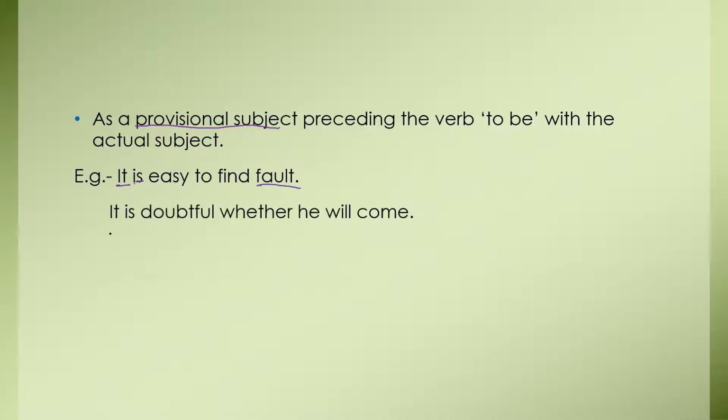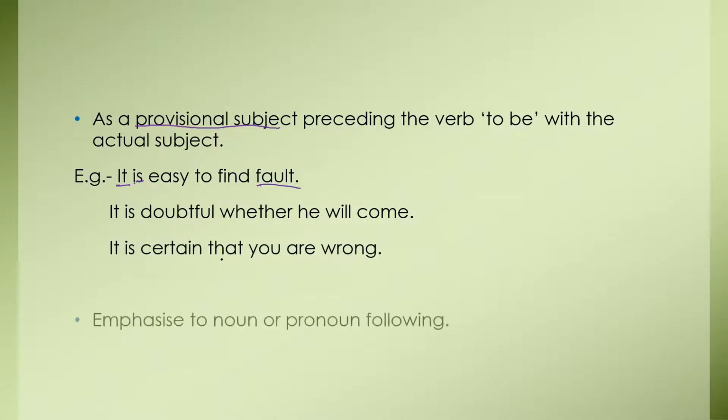As a provisional subject preceding the verb to be with the actual subject. Example: it is easy to find fault. Here it is working as a provisional subject, or temporary subject, before the verb to be, and the actual subject is fault. It is doubtful whether he will come. It is certain that you are wrong.